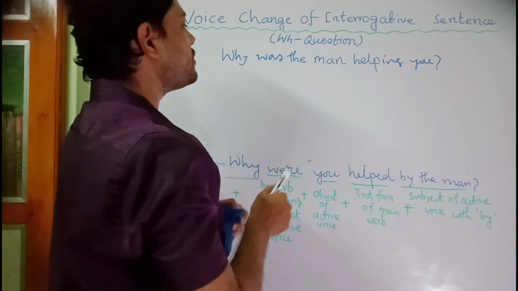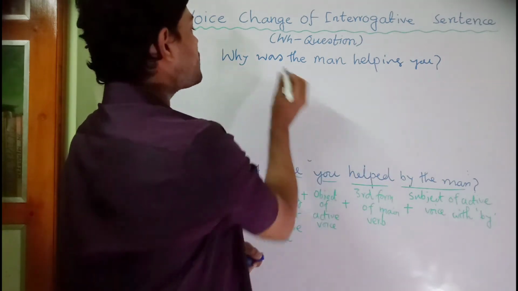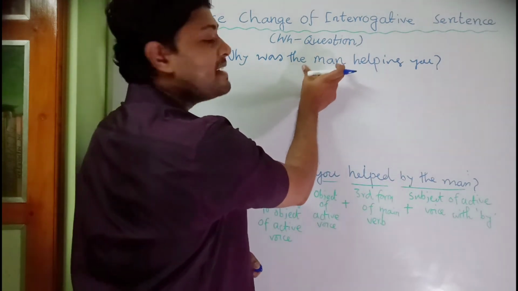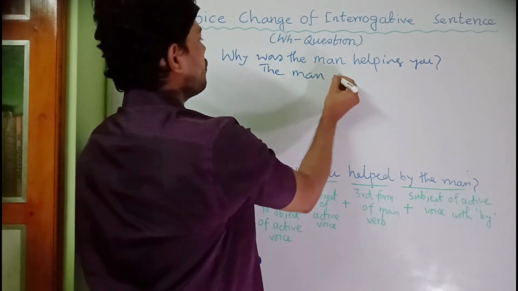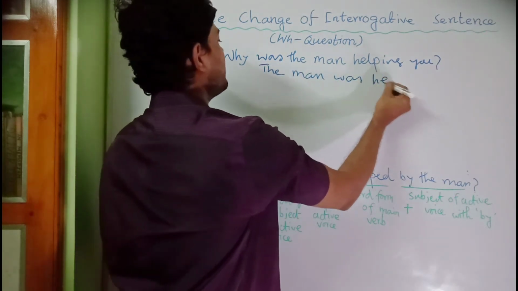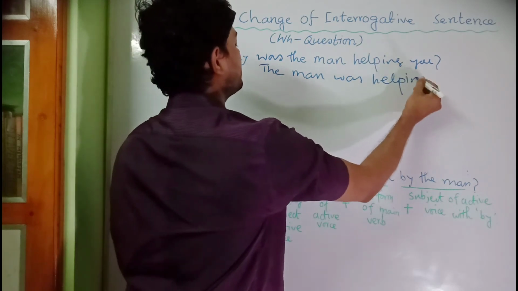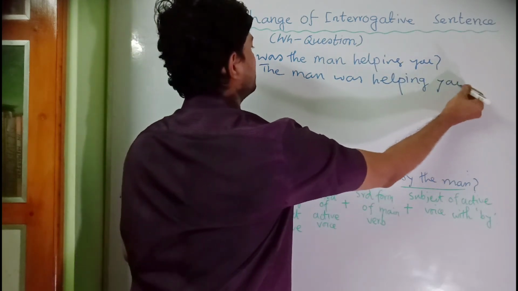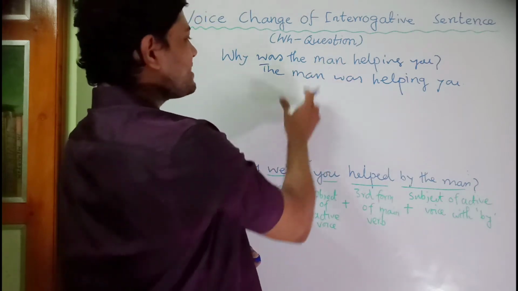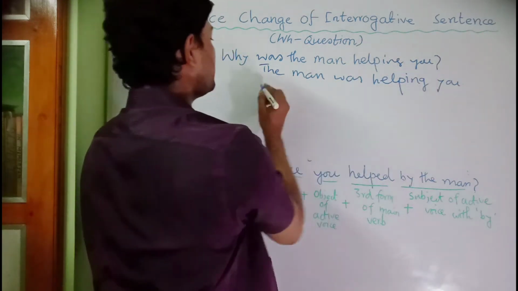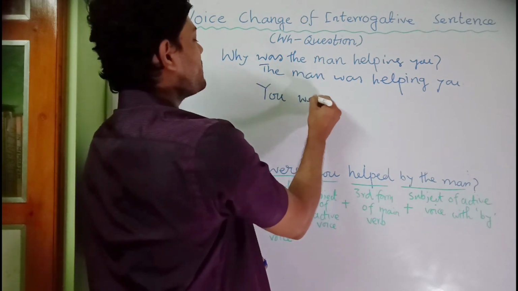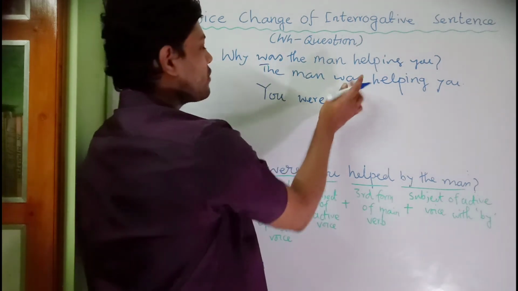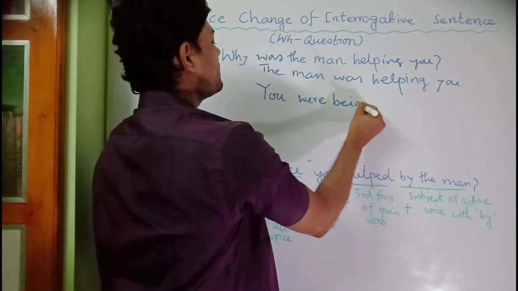If we change it into an assertive sentence, we have to just put the be verb after the subject. The sentence will become, the man was helping you. Got it? Now change the voice. You is the object, so it will become the subject, you. Then we have to put the be verb where, and for continuous tense we have to put being.